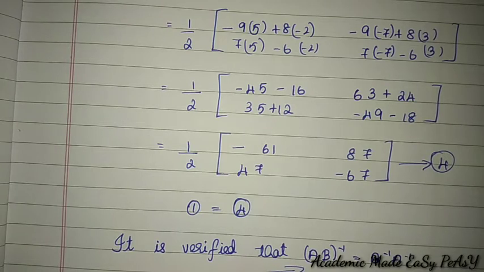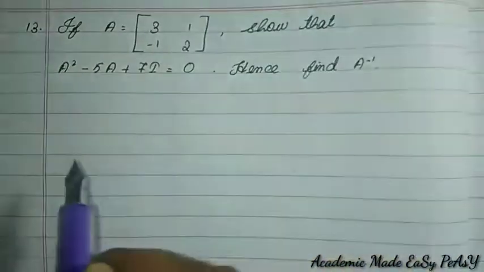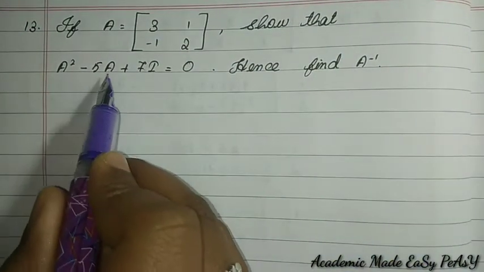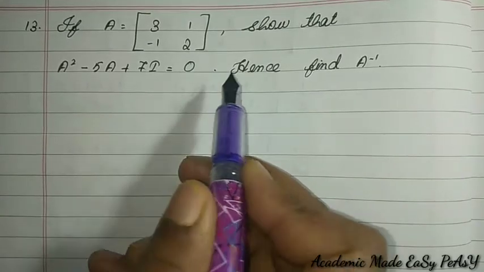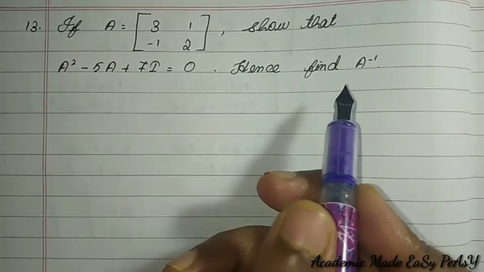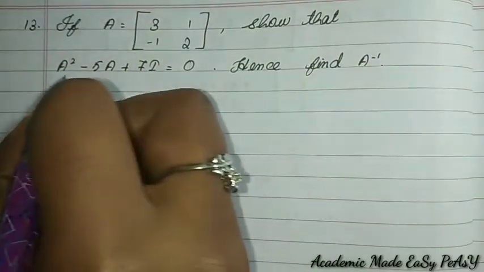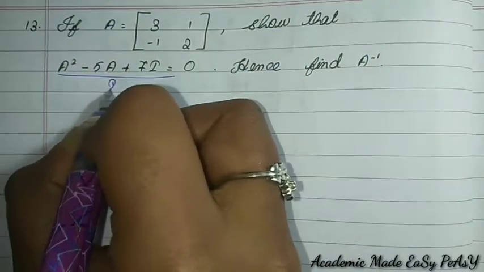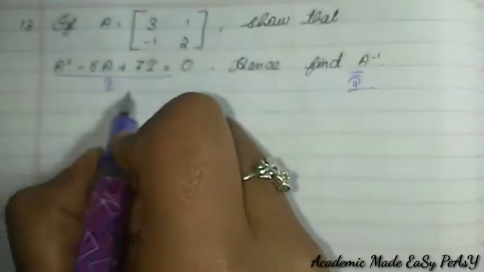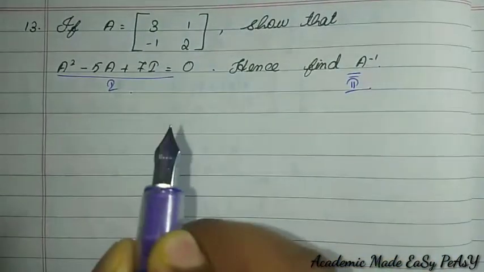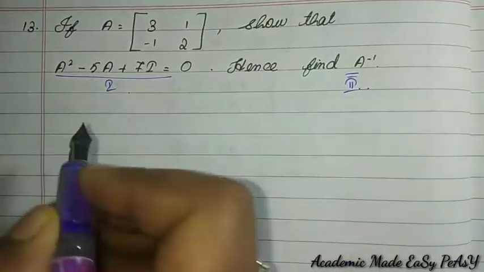That's it. Question 15. If matrix A is given, then show that A square minus 5A plus 7I is equal to 0, that is the 0 matrix. Hence, we have to find the A inverse also. So now we have two parts in the question. So this will be the second part. So first we will be proving the first part. Then we will find the second part from this first part.